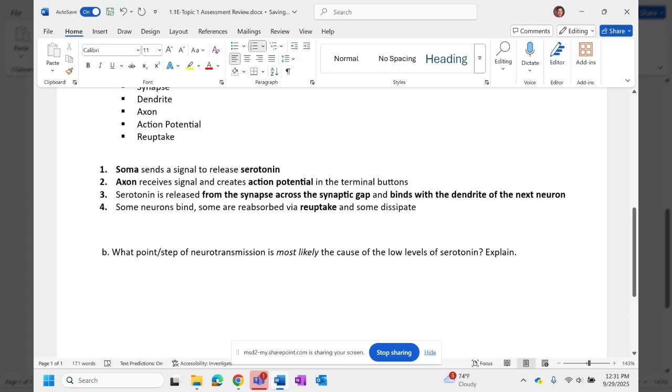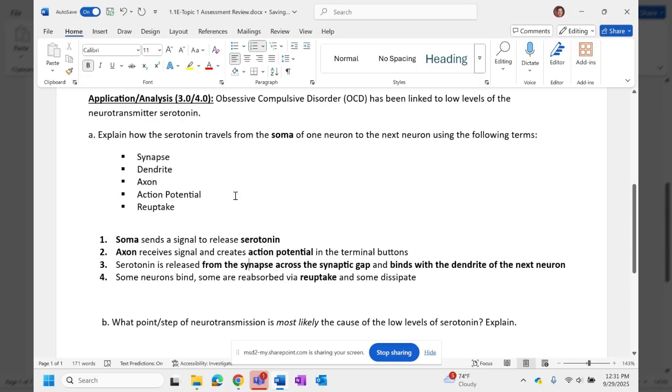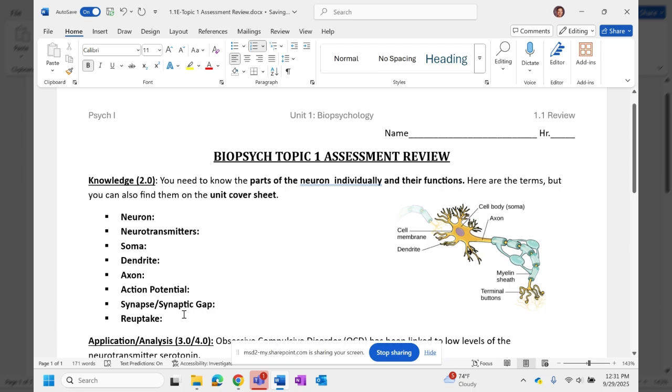So those are the four big steps. You've got soma. I usually put axon and action potential together. You can make them separate ones if you want to. And then I also have synapse/synaptic gap and dendrite in the same one. You can make them separate. You could even move the dendrite down here and then talk about reuptake. So those are the big steps that we need to know. And it just follows along the neuron.